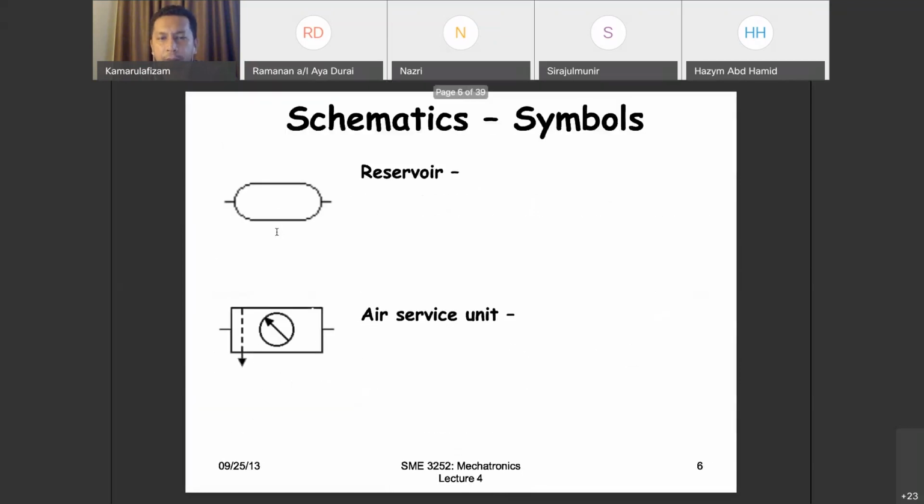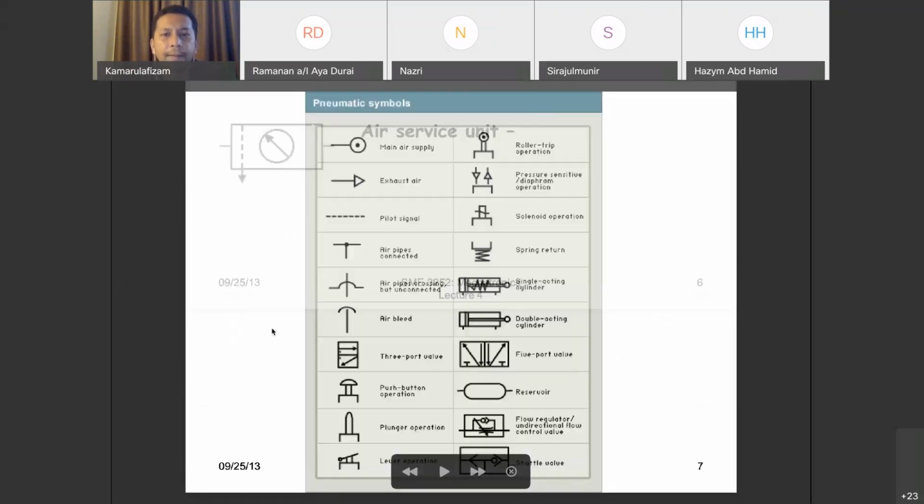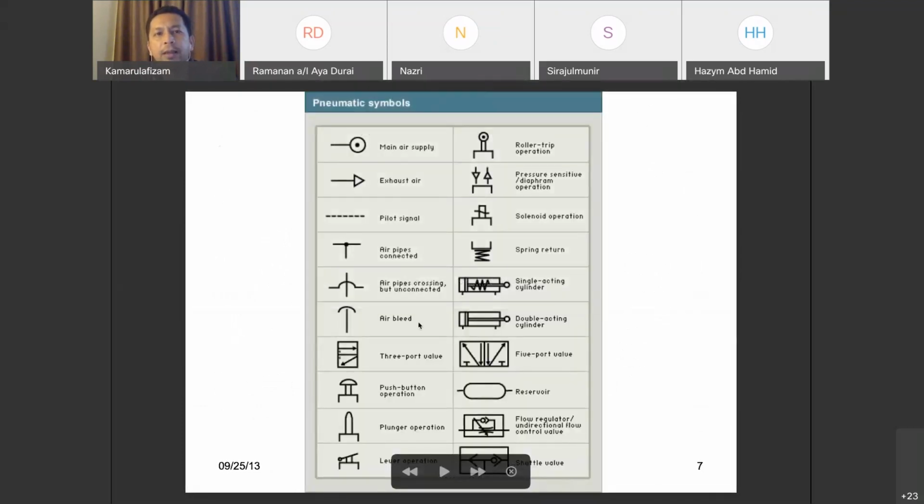So all about this is reservoir, and this is air service unit. Benda ni ada banyak lah pneumatic symbol. This is air supply, exhaust air, air pipe connected, pilot signal, air pipe crossing, air bleed, dan and so on. Okay. When you work with a pneumatic circuit, benda-benda macam ni semua you kena guna lah, you kena tahu guna lah.